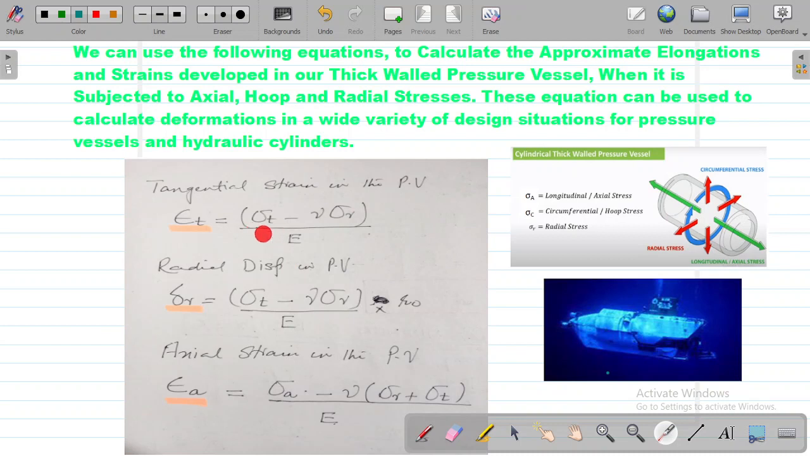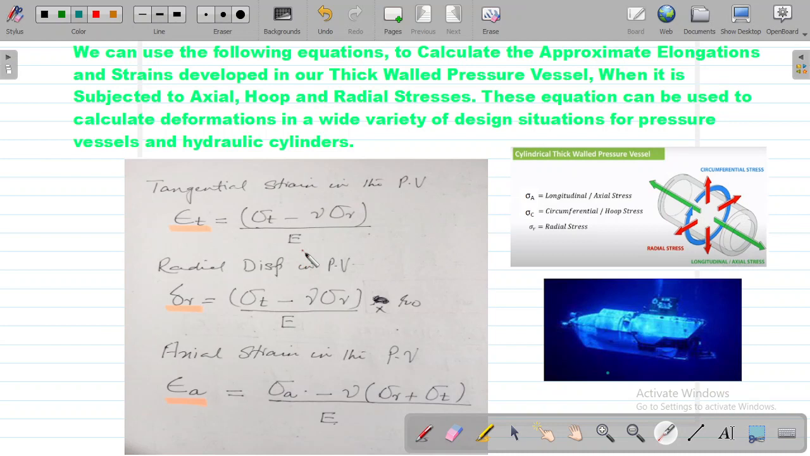Remember, sigma t is the tangential or the hoop stress. This nu is basically the Poisson's ratio, whose value for steel is taken as 0.27, or some sort of alloy steel will have a slightly different value. And sigma r is basically the radial stress, and E is the modulus of elasticity. If we are using English units, it will be 30 E6 psi, and if we are using SI units, we can take it as 200 gigapascal.